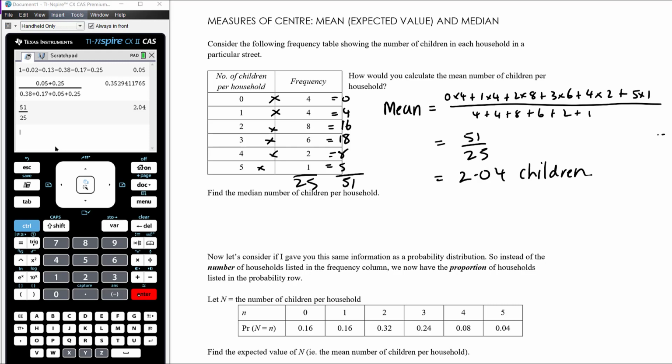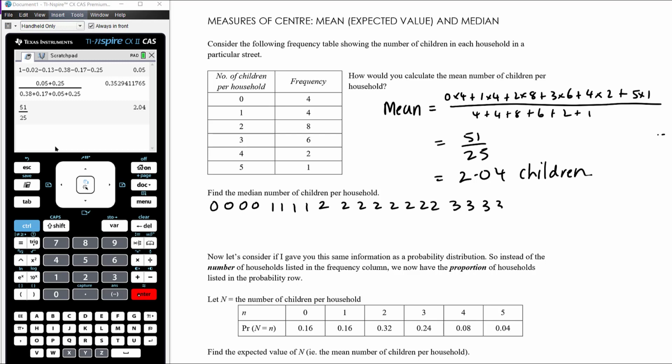Find the median number of children per household. Okay, so the median is the middle value. So again, if we were to think about our list of numbers, we've got 4 zeros, 4 ones, 8 twos, 6 threes, 2 fours and a 5. Okay, so that's our list of numbers. We know there's 25 numbers, which means we're looking for the middle point. Okay, so 25 numbers, the middle is going to be the 13th number.